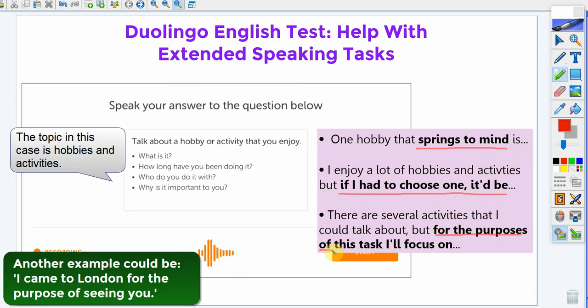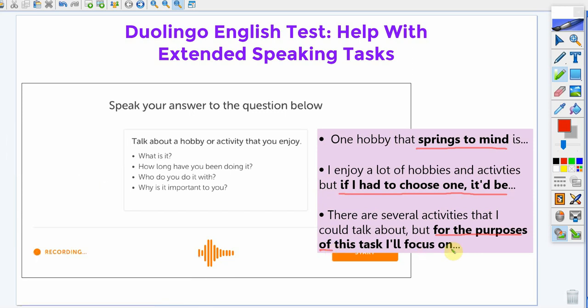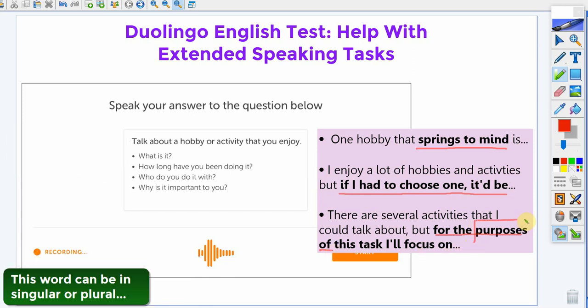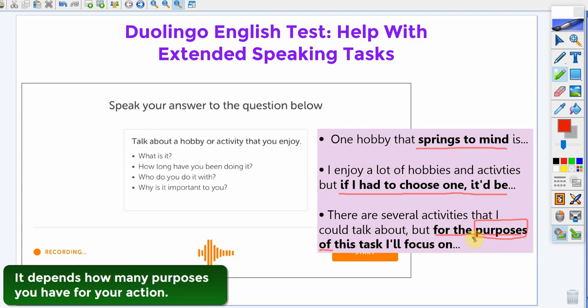Another example could be, I came to London for the purpose of seeing you. This word can be in singular or plural. It depends how many purposes you have for your action.